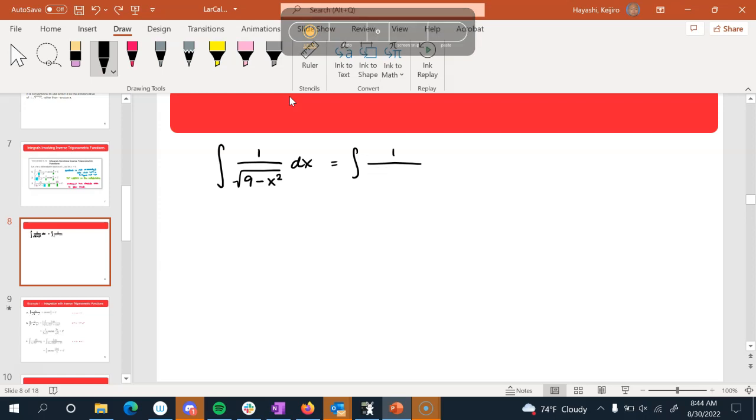Okay, so it's still under the square root, though. We're going to factor a 9 out of that, and so that's going to become 1 over, and if you factor 9 out of x squared, what you're going to get is x squared over 9. Right, you can imagine if you try to multiply that back, you get 9 minus x squared. But that's what you have so far.